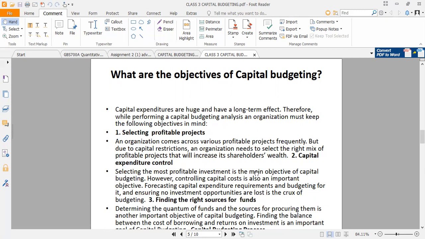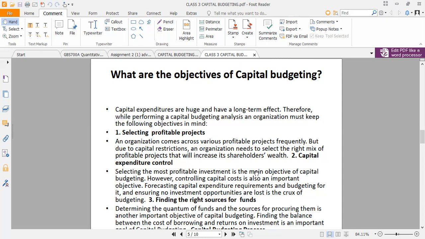So a project that is going to give you a higher return, the project that will give you the positive net present value, those are profitable projects. The project that is also going to give us the higher profitability index, the project that is also going to give us the accounting rate of return greater than the cost of capital, and of course the project that will give us the internal rate of return greater than the cost of capital.